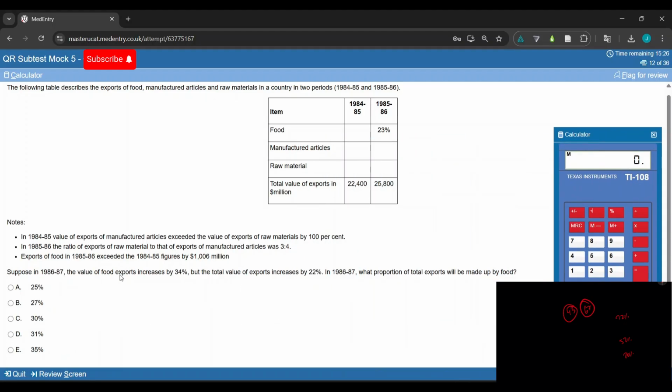Supposing that the value of food exports increases, percent of the value of total exports. Okay, so it's going to be 25,800. I'm going to clear the calculator here. 25,800 times 1.22, and then 23 times 1.34, 30.82. Oh, so I need to do 25,800 times 23 times 1.34, which is that number, then divide this by this, 25%.